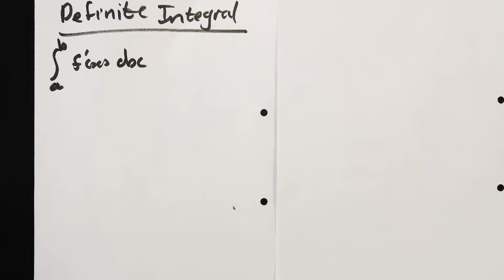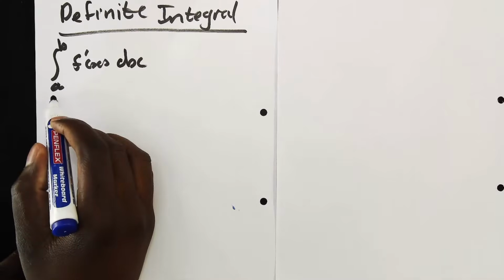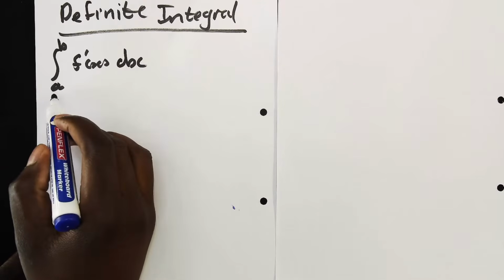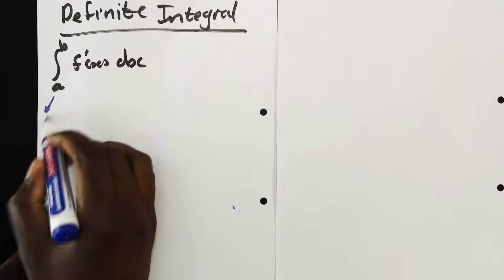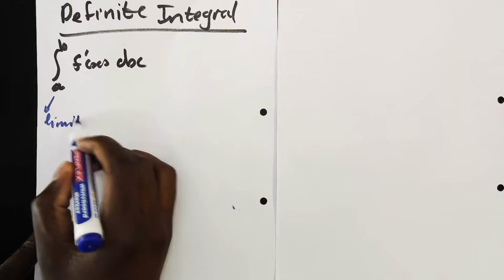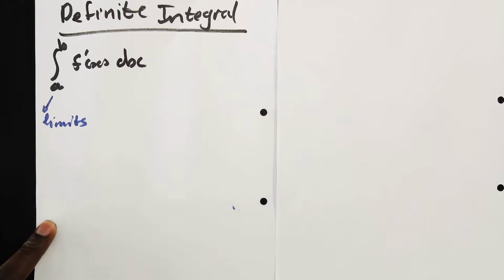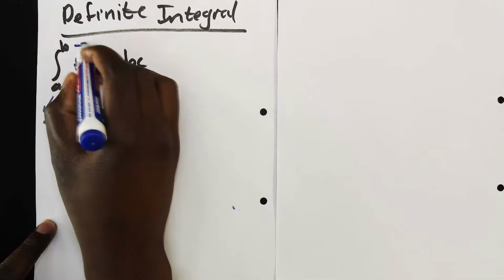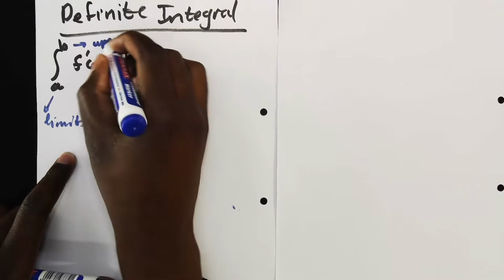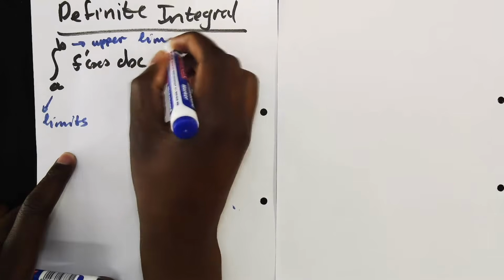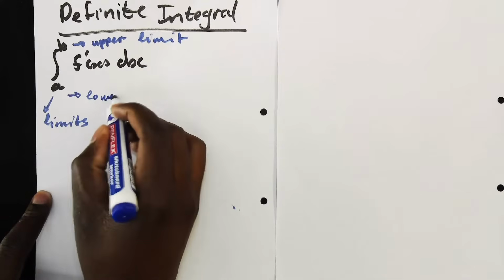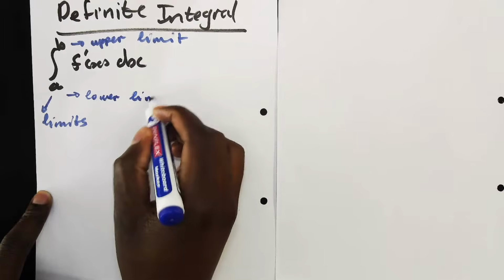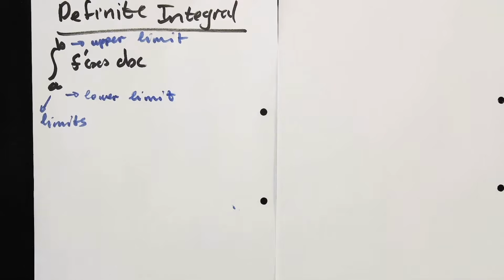So when you see those, the integral sign has notations there, A and B. These are limits. The one on top is the upper limit, and this is the lower limit.